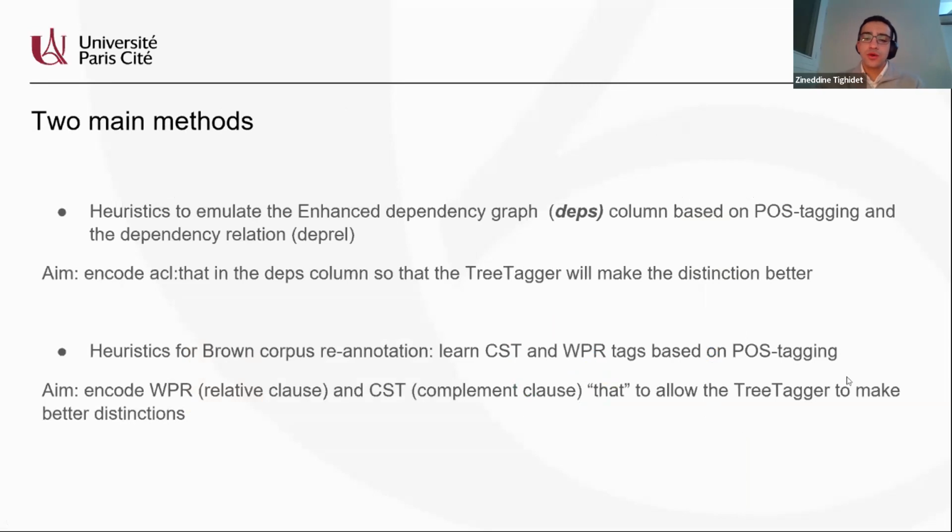We have implemented two heuristics. The first tries to emulate the enhanced dependency graph, the annotated deps in the UD annotation, based on the part of speech and the dependency relation. The second heuristic tries to re-annotate the Brown corpus. More specifically, it tries to encode the WPR, which represents the relative that, and CST, which represents the complement clause that. So the idea is to allow the TreeTagger to make better distinctions.